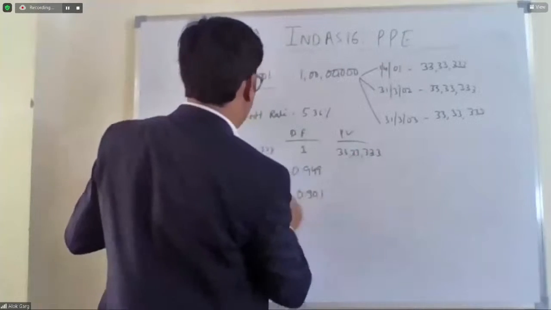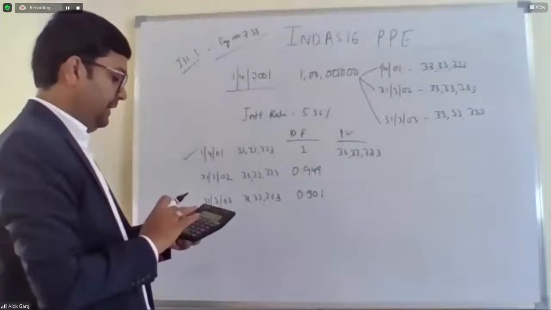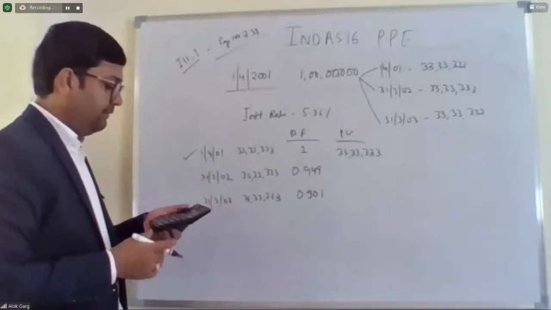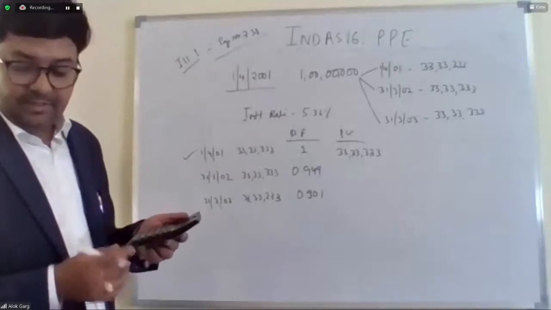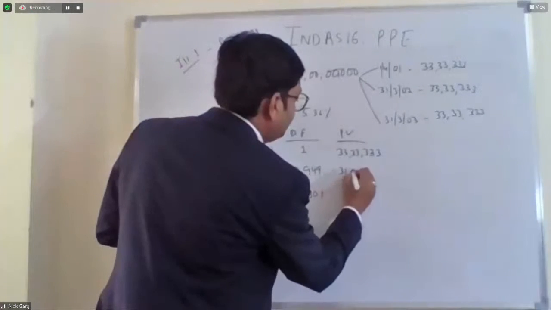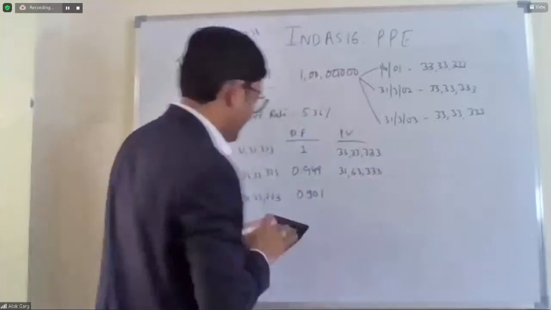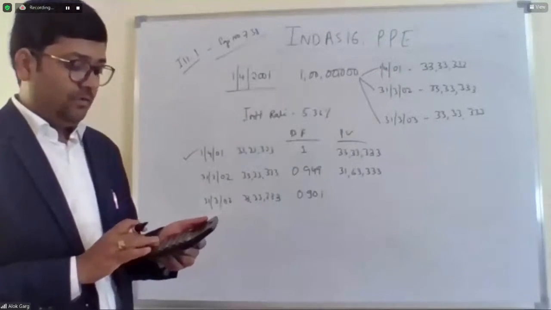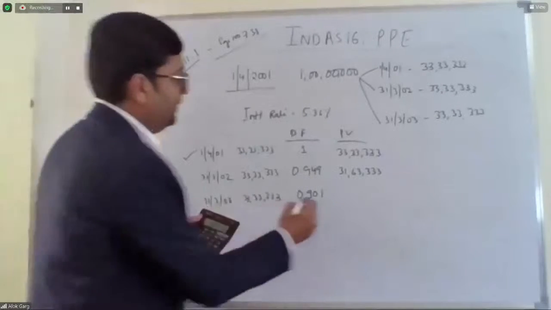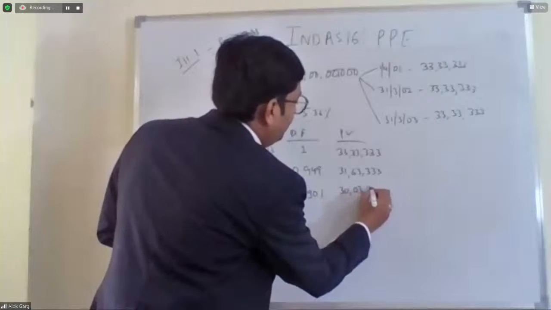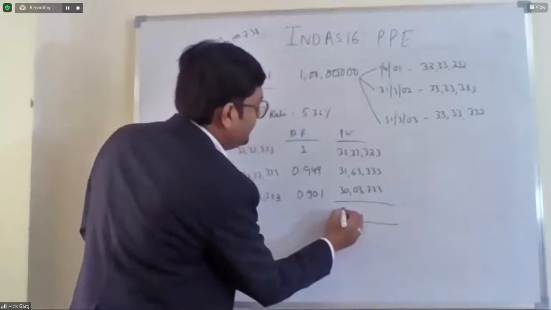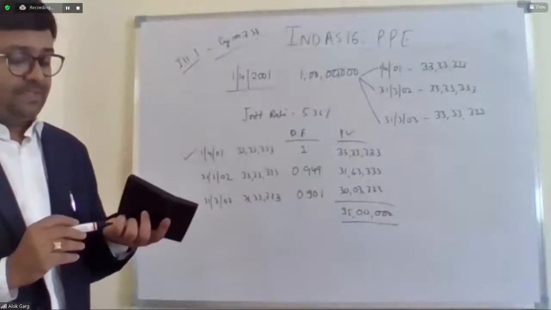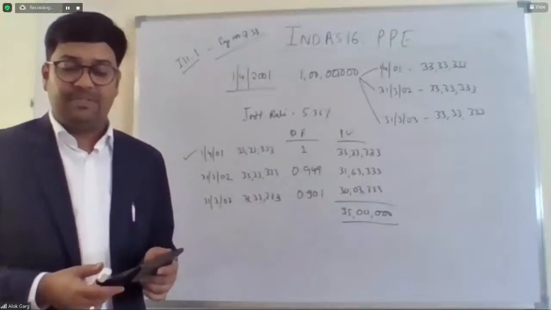So when I multiply, the present value is 33,33,333 multiplied by 0.949, which is 31,63,333. Again, 33,33,333 multiplied by 0.901 will give you 30,03,333. So technically the total is 95 lakhs. So what is the present value? Present value is 95 lakhs.